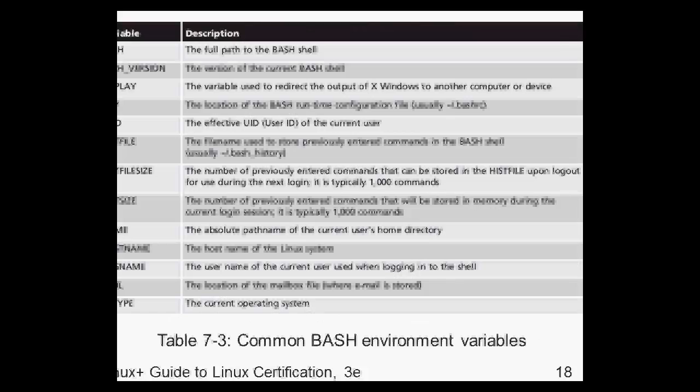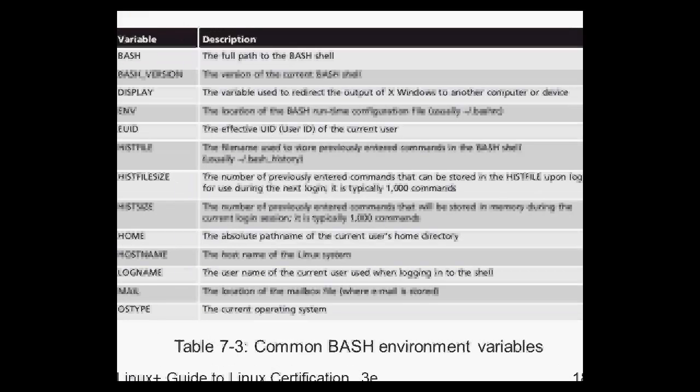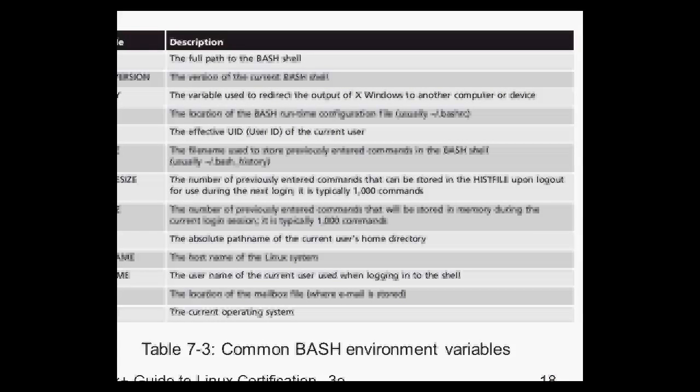In your book, this is table 7.3, you'll see that there are several variables listed there, the names of those variables. Take a look at those, and those are used by the system. For instance, the born again shell version, what version is it? Also the path to the bash shell.